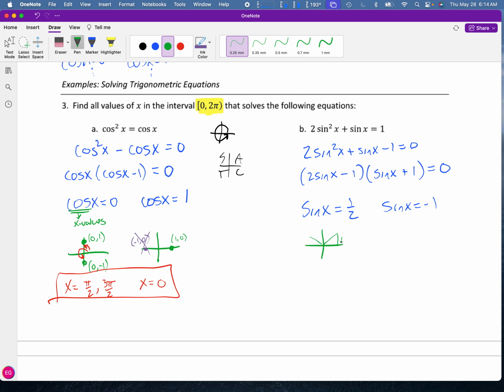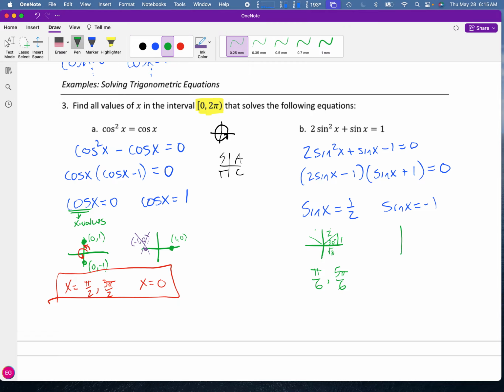So if I were to label this, you should hopefully recognize by now that this is going to be a 30, but I need to answer in radians. So a 30 in quadrant 1 is going to be pi over 6, and a 30 in quadrant 2 is going to be 5 pi over 6. So those would be the answers for that particular one.